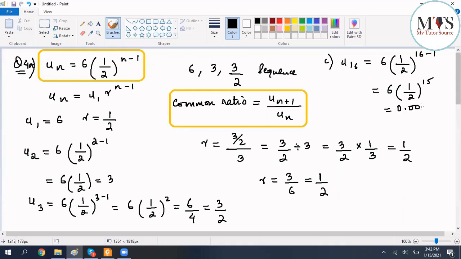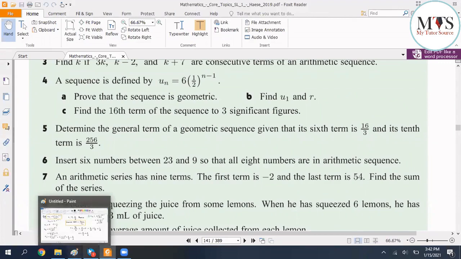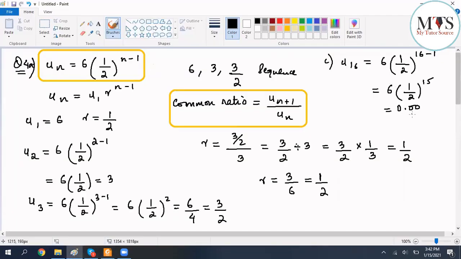I got 0.00018310055. That's right. If you look at the question, it says give the answer correct to 3 significant figures. So keeping that in mind, you'll just give your answer as 0.00183.